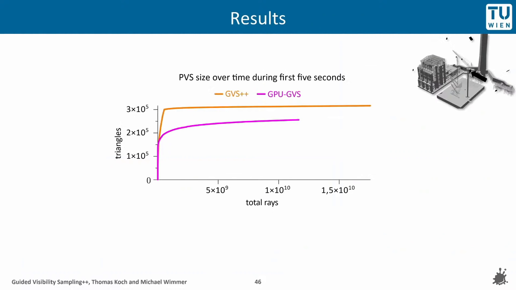Here we compare GVS++ and GVS on the GPU in more detail. And for this, we have used one representative fuse cell on the power plant scene during the first 5 seconds of the runtime. Here we see the number of triangles found over the number of traced rays by GVS++ and GVS. First, you can notice a difference in line length, and this is because this is a zoom in on the first 5 seconds of the runtime of both algorithms. So overall, GVS++ is able to trace 57% more rays within the same time frame. This is due to the better parallelization that is achieved, but more on that later.